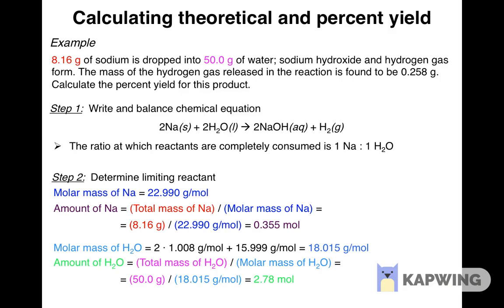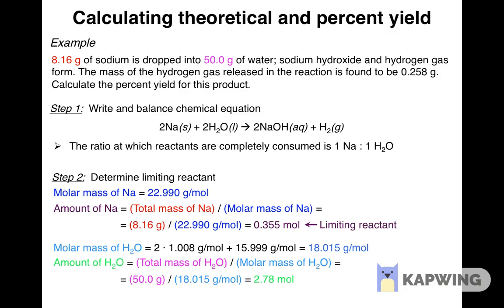We said that the ratio of the amount of sodium to the amount of water should be 1:1 in order to use up both reactants completely. However, we actually have a lot more water, 2.78 moles, than we have sodium, 0.355 moles, meaning that we don't have enough sodium to completely use up all water, so sodium is the limiting reactant.